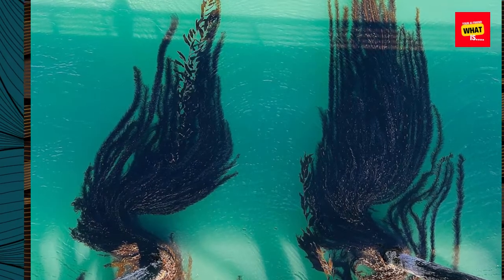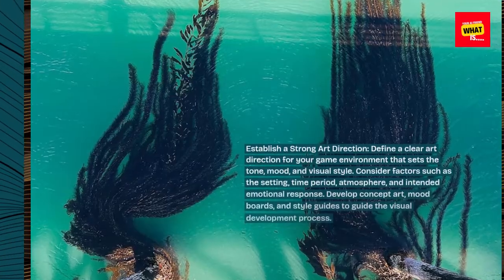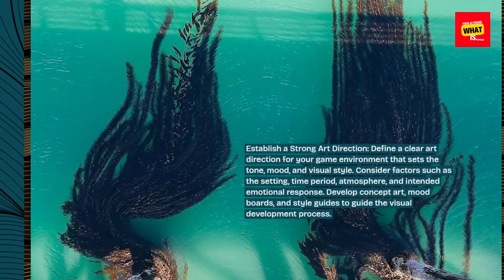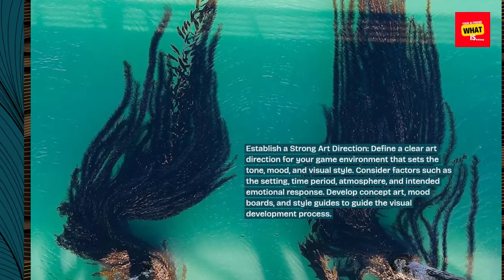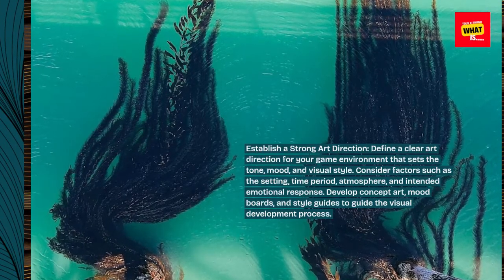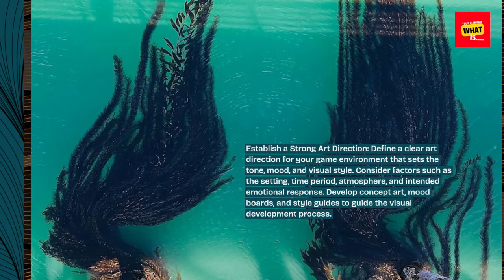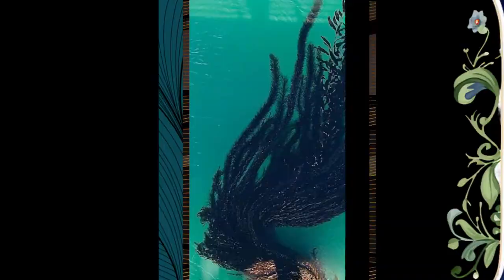Establish a strong art direction. Define a clear art direction for your game environment that sets the tone, mood, and visual style. Consider factors such as the setting, time period, atmosphere, and intended emotional response. Develop concept art, mood boards, and style guides to guide the visual development process.